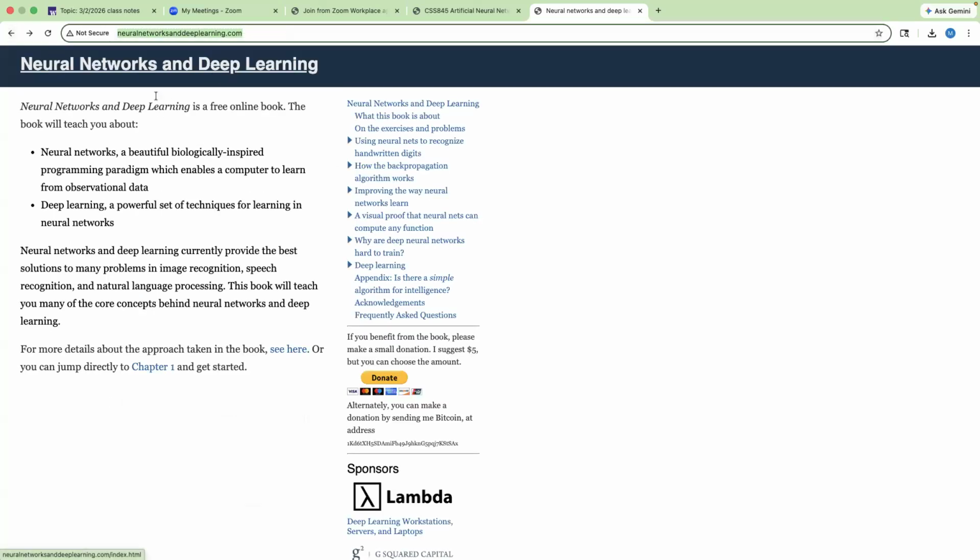I think I linked to this at the start of the course, but if you have time, you should try to read through these chapters. These are some of the best explanations of deep learning and neural networks that I've seen. So do try to take a look at this.